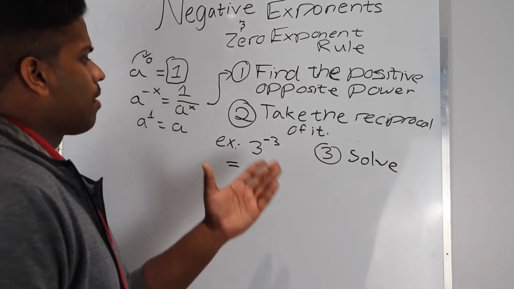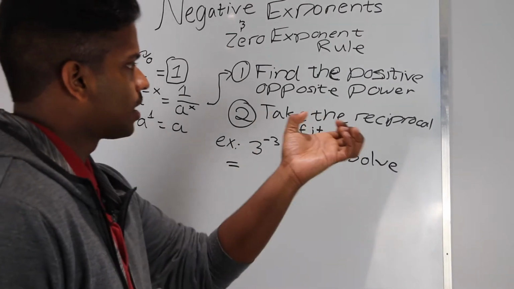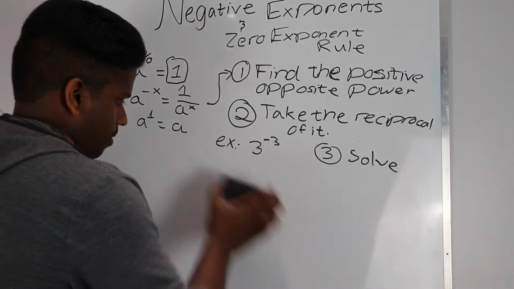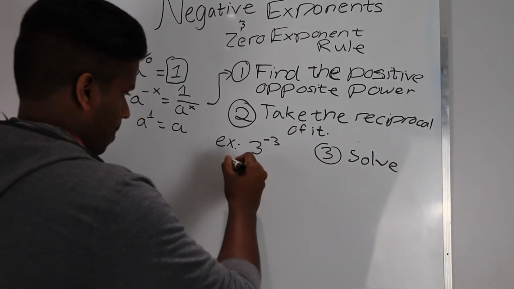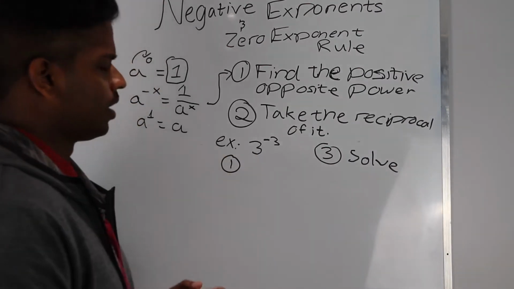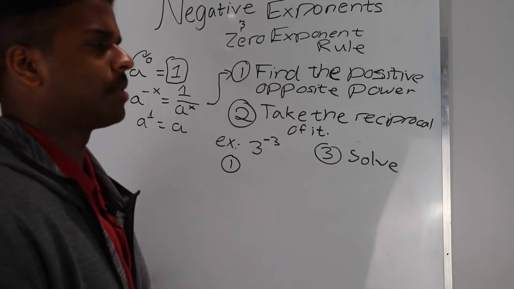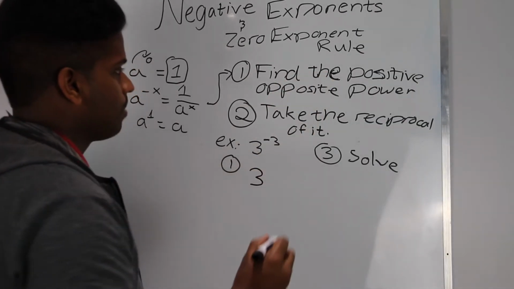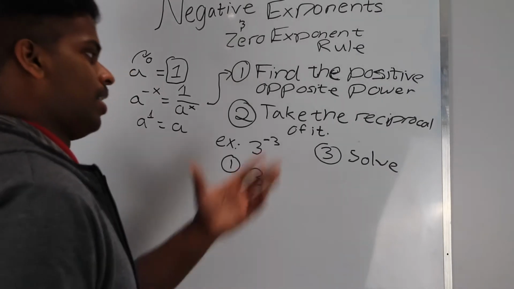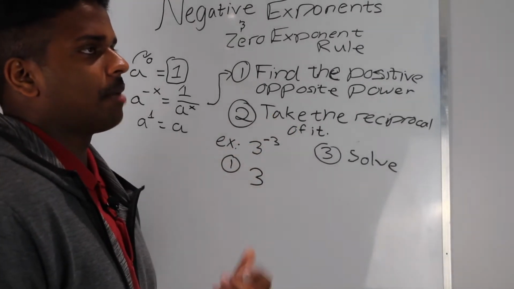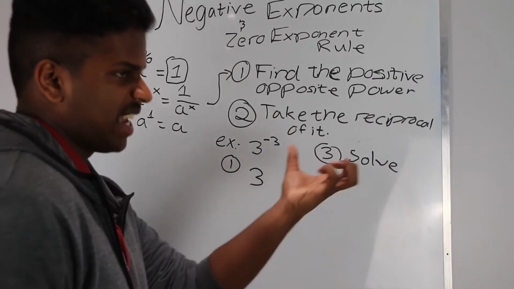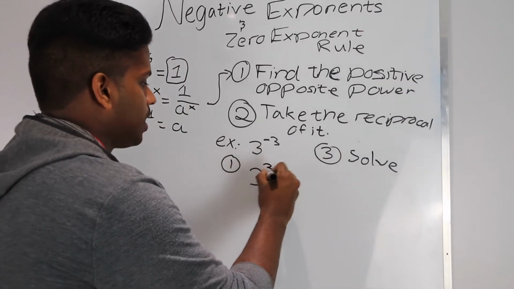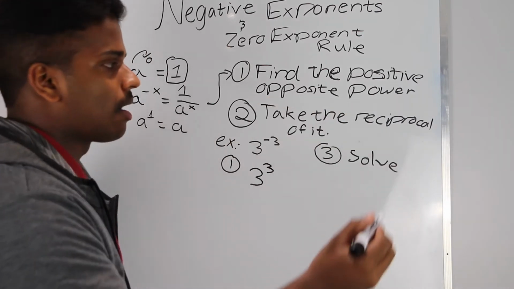So 3 to the power of negative 3. What is our first step? Find the positive opposite power. The base remains the same, but the exponent will change. If you want to find the positive opposite power, you multiply just the exponent, negative 3, by negative 1, and you would get 3. So that is the positive opposite power.